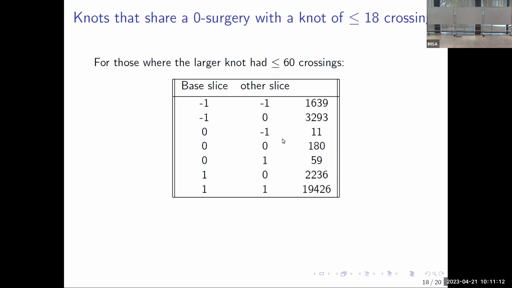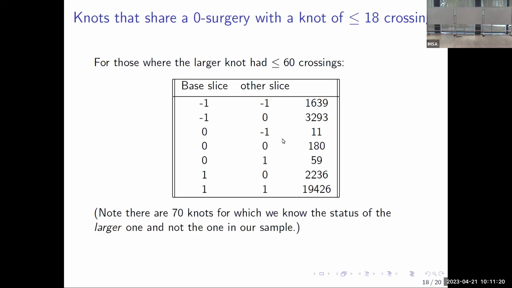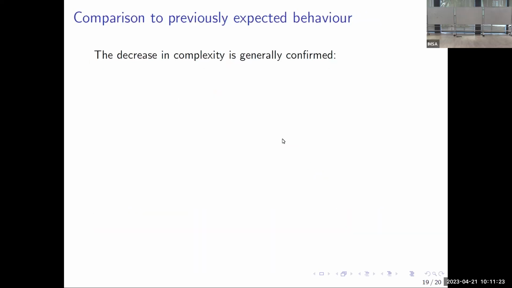So, if you just assume the smooth 4-dimensional Poincaré conjecture, then we have these extra 59 knots in our sample. So let me talk about some of the heuristics for behavior that I mentioned. One thing we asked about is the decrease in complexity: if there's a ribbon concordance from K1 to K2, is K2 just less complicated than K1? This we found was generally confirmed by our experiments.